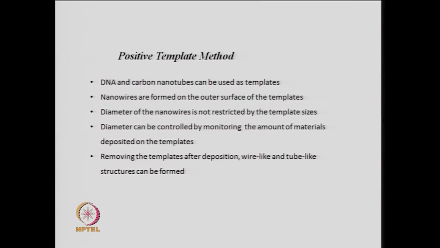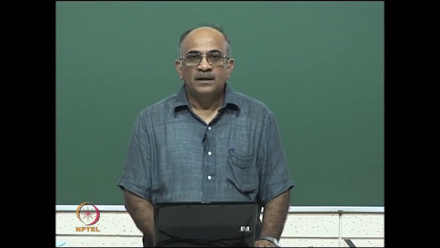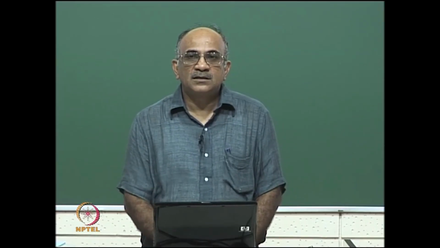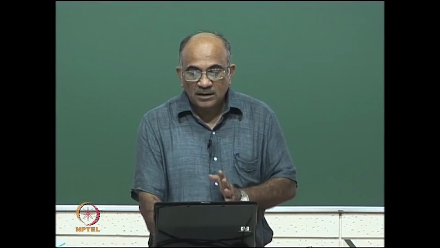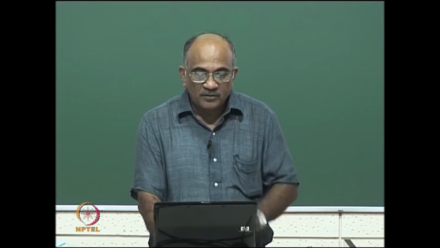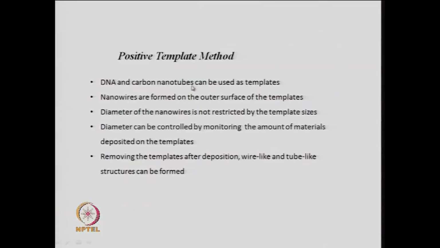So, the pore size is 5 nanometers, you cannot make a nanowire of 6 or 10 nanometers using the negative template method. But using the positive template method, the diameter of the template does not control the diameter of the material or the nanowire that you are growing. So, that is an advantage of using the positive template method.